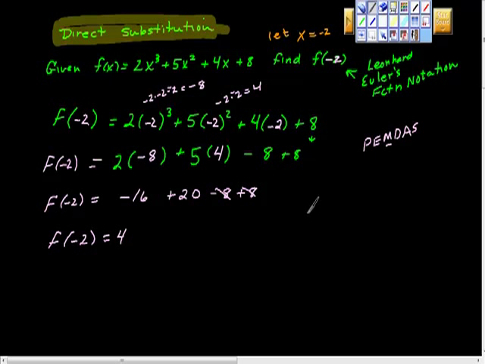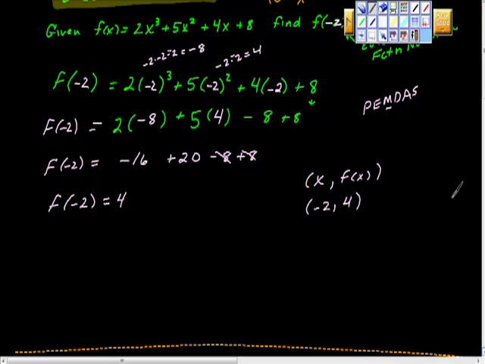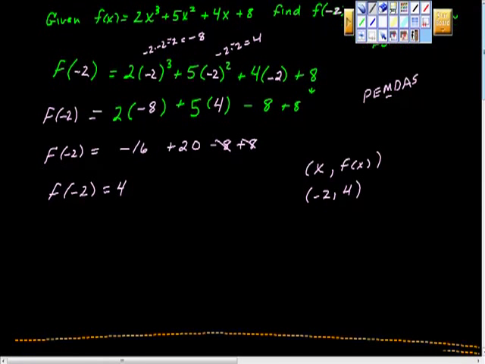What's really cool about Euler's notation is that instead of x, y, we get x, f of x. So here we're going to get the point -2, 4. Thank you, Leonhard Euler. Okay, let's try to do one more. That was really quick, and pretty exciting.